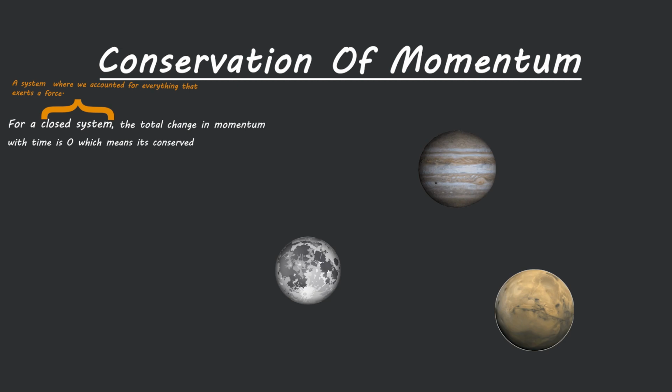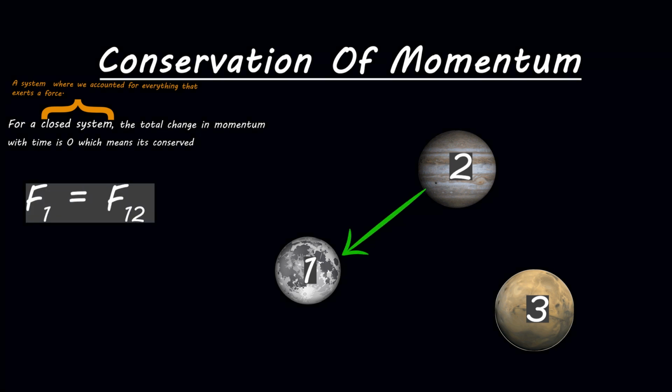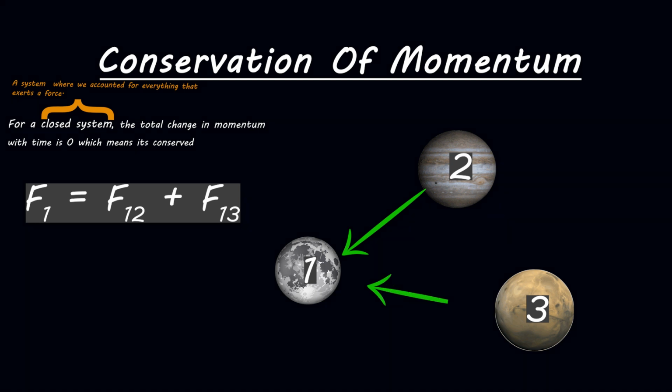Let's prove this. Imagine a few point-like objects. They could be planets or something else. Now let's name them to remember them. I'm going to name them 1, 2, 3. Let's consider the forces acting on the system. The force on object 1 would be equal to the force on object 1 due to object 2 plus the force on object 1 due to object 3.